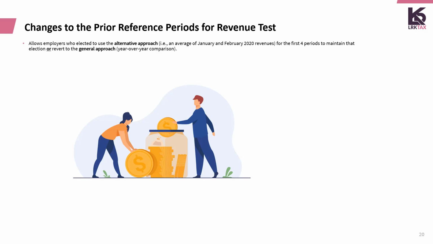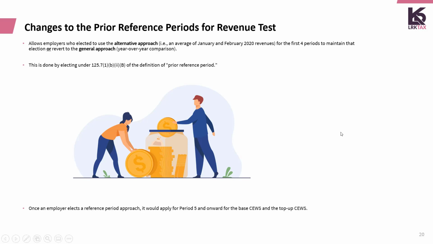So you can't say one period I'm going to use the year over year, the next period I'm going to use the average of. So pretty much once you pick one, it's locked in. With the new legislation, what happens is you're now allowed to kind of reset. So what happens is, for the first 4 periods, the choice that you've made is locked in.